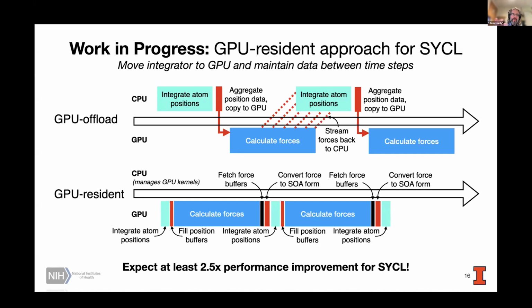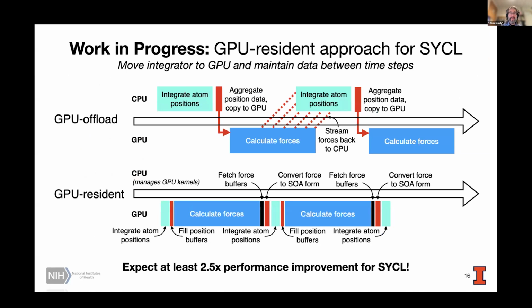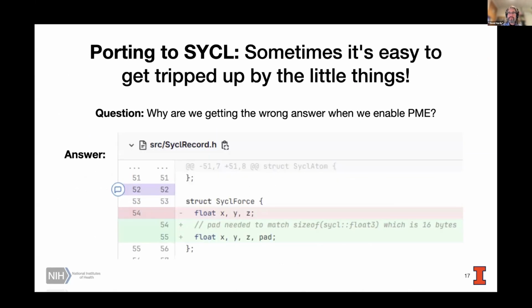And so that would allow us, on the previous slide, instead of doing, you know, 80, what was I looking at? 80 nanoseconds per day simulation, we'd be looking at something more like 200 nanoseconds a day simulation with a GPU resident implementation.